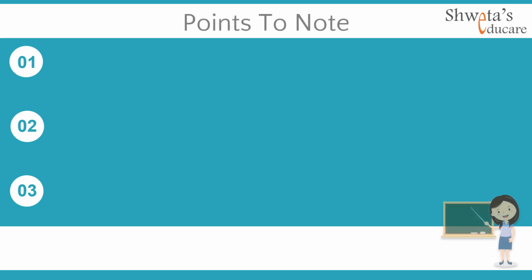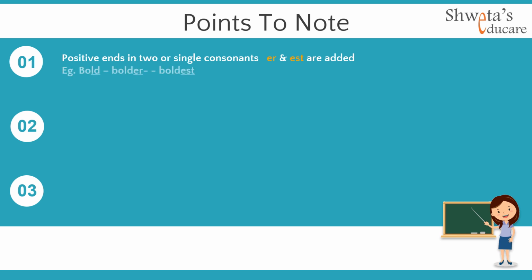Now we have some basic points to note down. Number 1. If the positive ends in 2 or single consonants, ER and EST are added. Like for example over here, bold, L and D are 2 consonants. You add an ER, it becomes bolder in comparative, and EST, it becomes boldest in superlative. Similarly, clever becomes cleverer and cleverest in superlative.